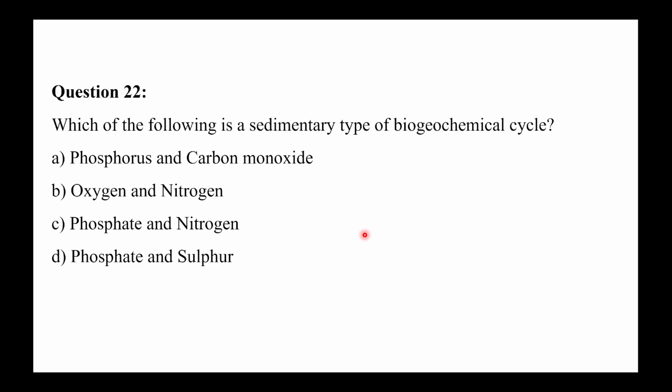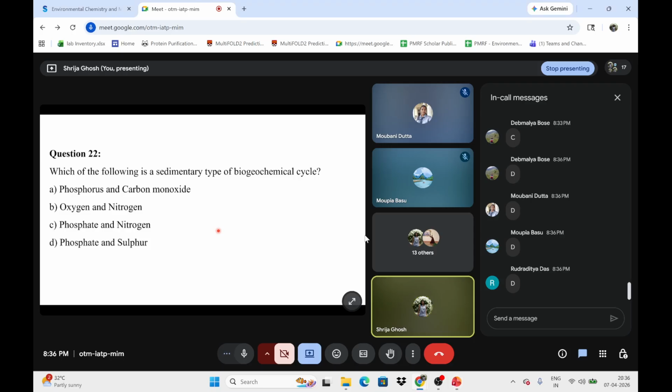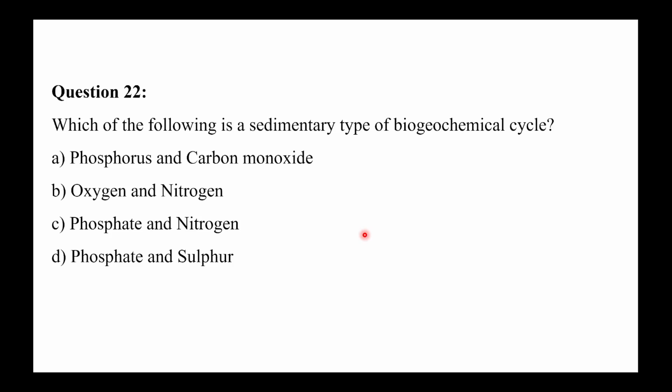Write your answers in the chat box. I can see 4 of you have answered option D, phosphate and sulfur. Anyone else wants to answer? Okay, let's see the correct answer. The correct answer is phosphate and sulfur, option D.